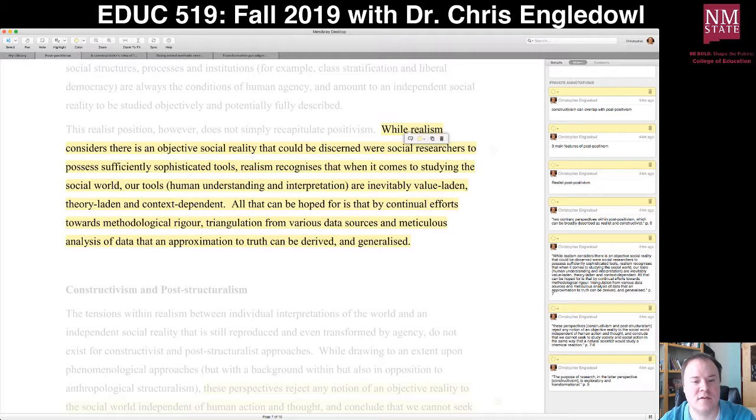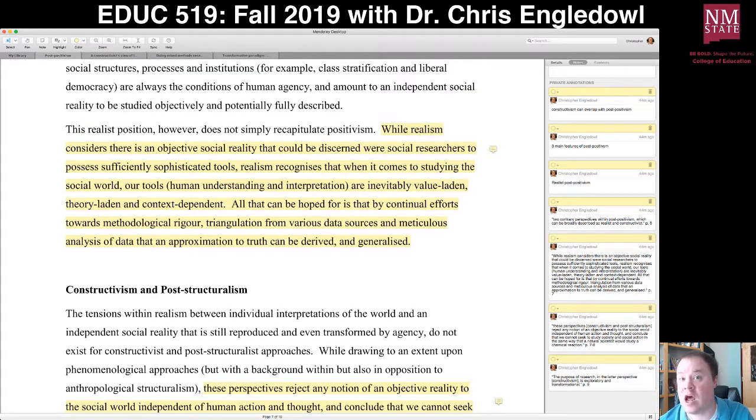All that can be hoped for is that by continual efforts towards methodological rigor, triangulation from various data sources, and meticulous analysis of data, approximation to the truth can be derived and generalized. So they do hold that there is an objective truth. They are hoping that in the future there is a way to actually capture what that objective truth is, but that it might be only closer and closer approximations to that truth. On the other hand, the constructivist would not take that perspective.